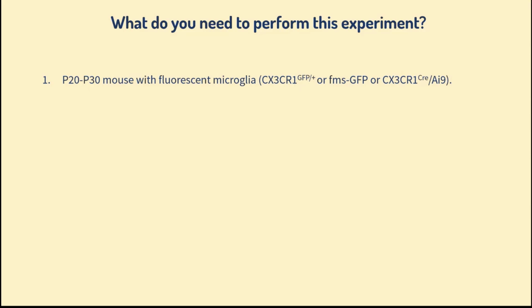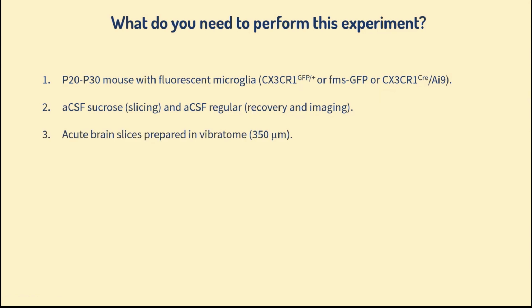So you need something fluorescent to image. Then you will need to put the slices in a medium that resembles the cerebrospinal fluid. We will see the recipe later, but this is what we call the ACSF, artificial cerebrospinal fluid, the one with sucrose for the slicing and the regular one for recovery and imaging. Then you will need the acute brain slices, prepared with the vibratome.